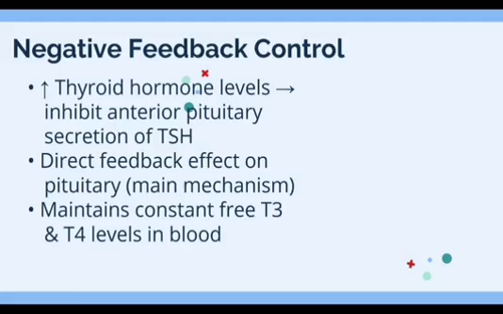Negative feedback control. Increased thyroid hormone levels inhibit anterior pituitary secretion of TSH. This is a direct feedback effect on the pituitary, and this is the main mechanism. So this negative feedback control helps to maintain constant free T3 and T4 levels in the blood.